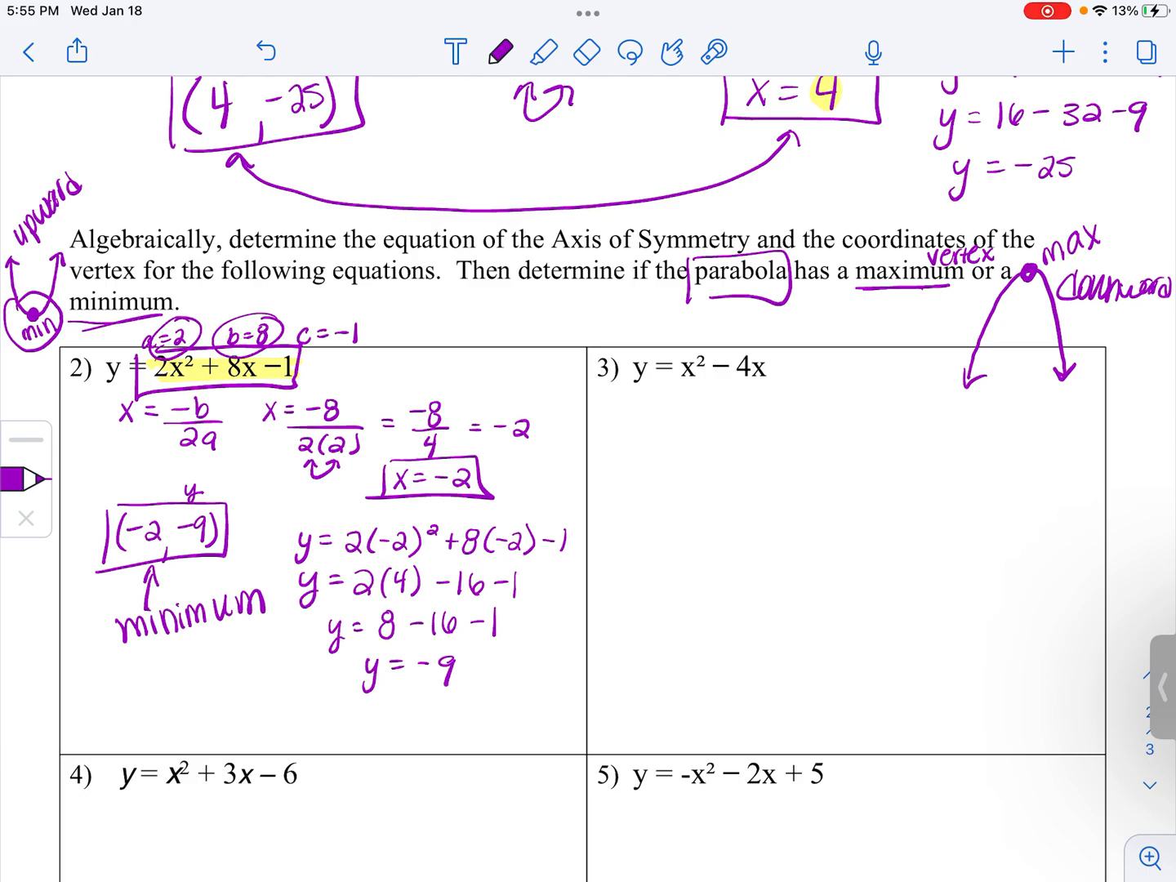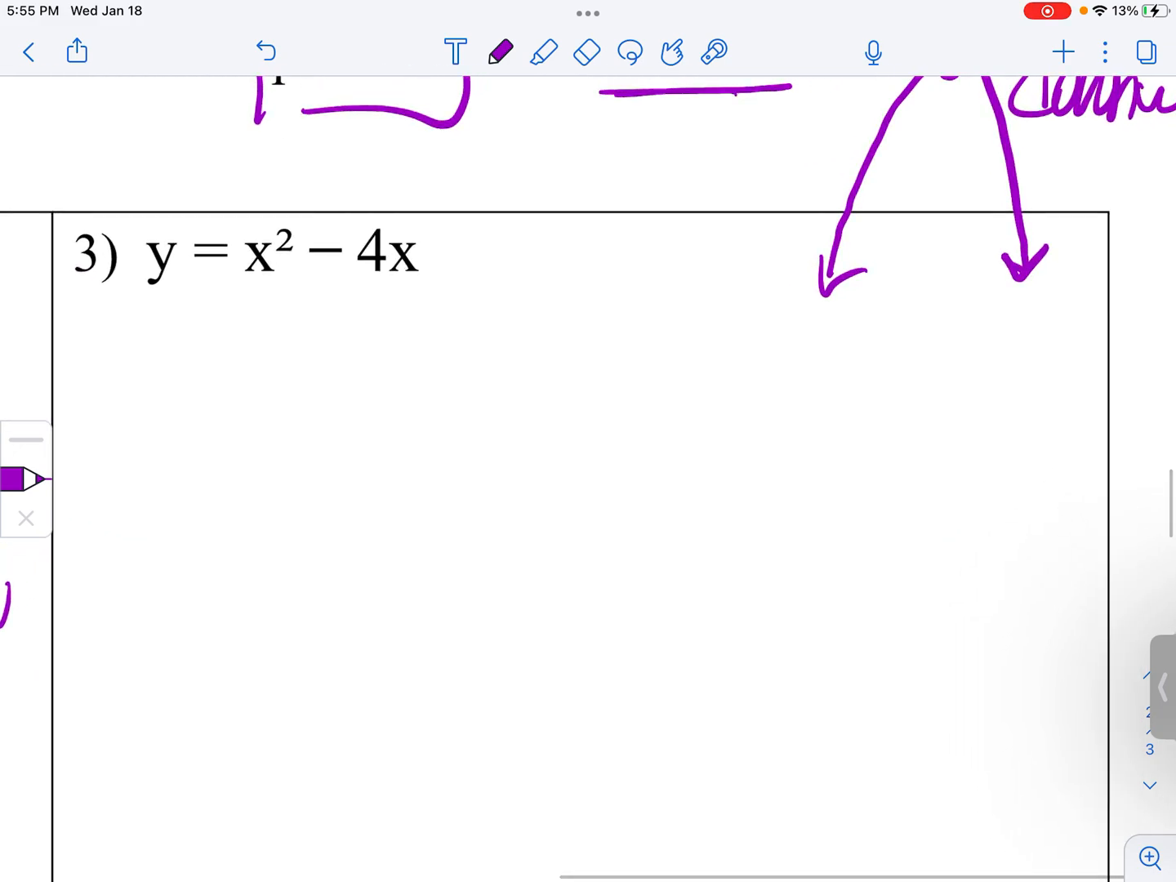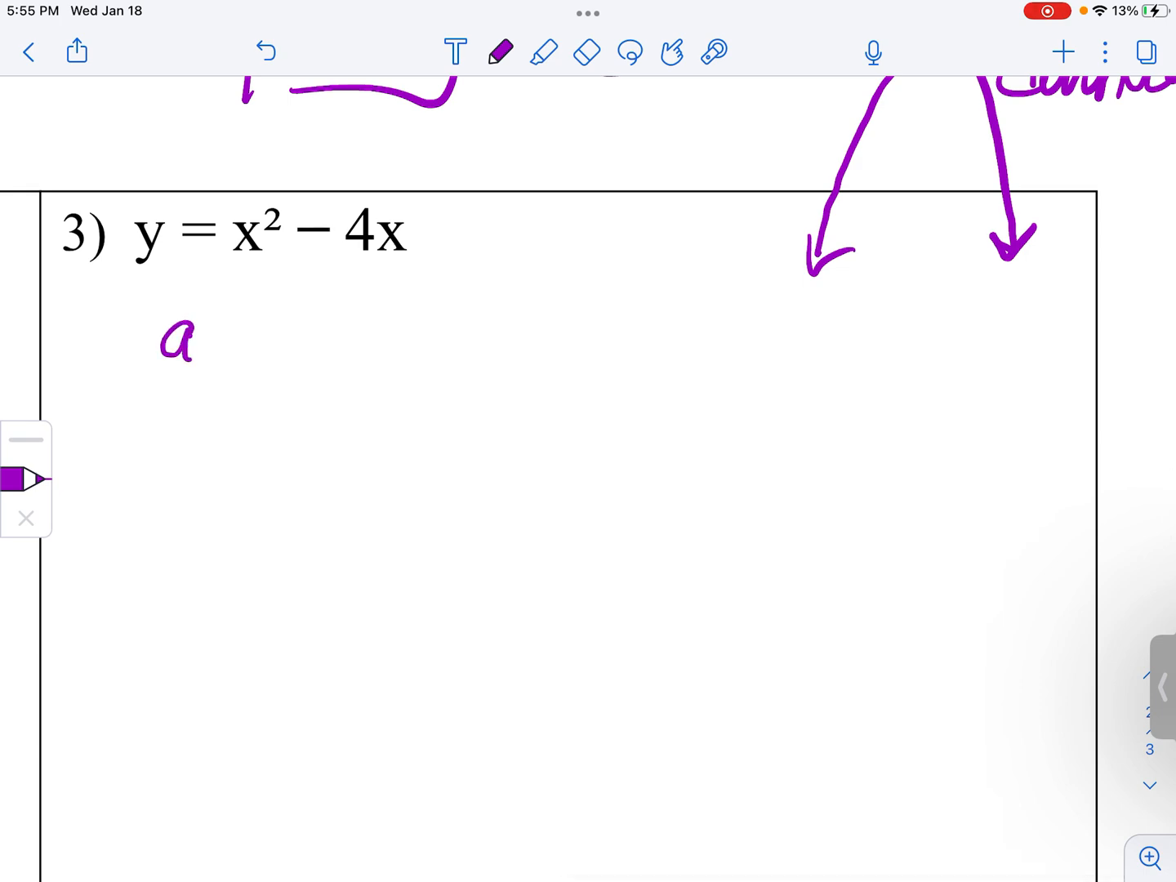Okay, one more with you guys. I'm sorry, I'm starting to struggle a little bit. Okay, so our A is 1, our B is -4, and our C is 0. There's nothing there.